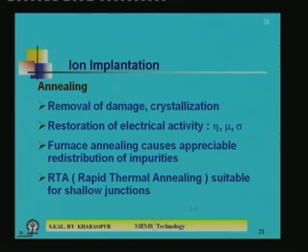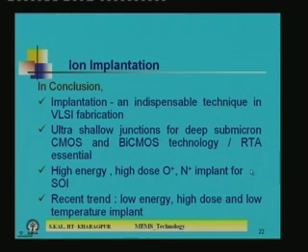In conclusion, we can say implantation is an indispensable technique in VLSI fabrication. For ultra-shallow junctions in deep submicron CMOS and BiCMOS technology, RTA is essential. High energy, high dose oxygen and nitrogen implants are required for SOI fabrication. The recent trend is low energy, high dose and low temperature implants for submicron VLSI ICs.